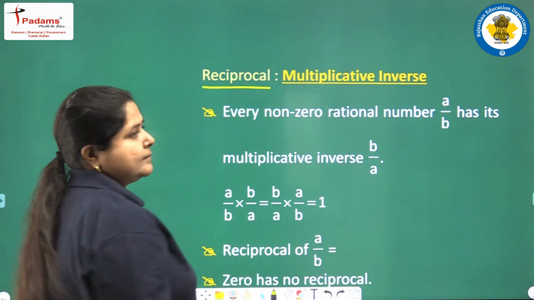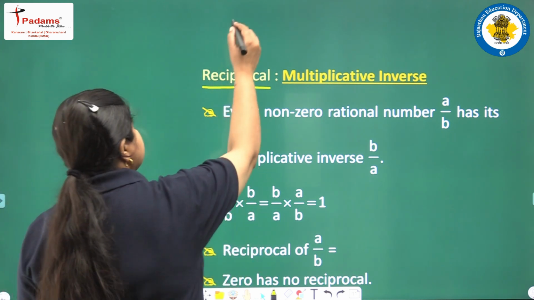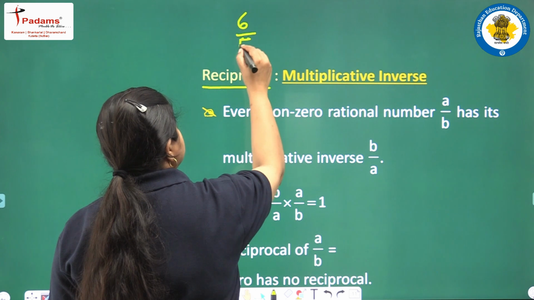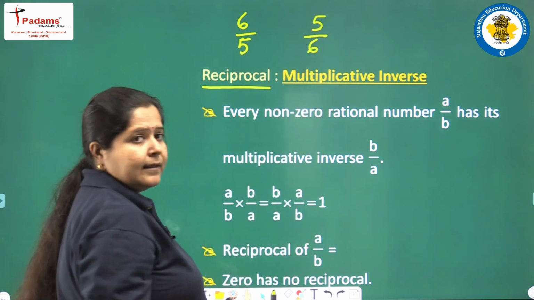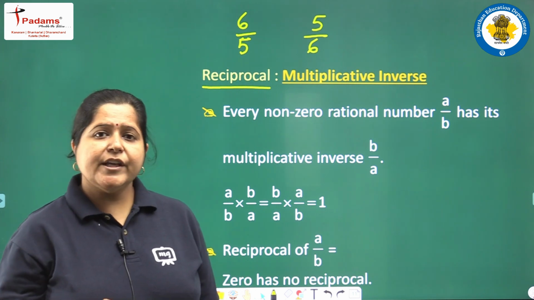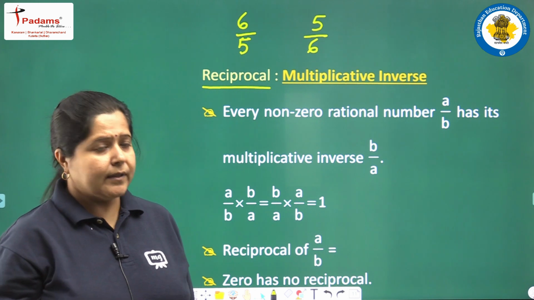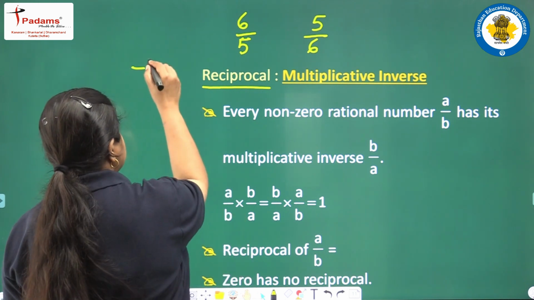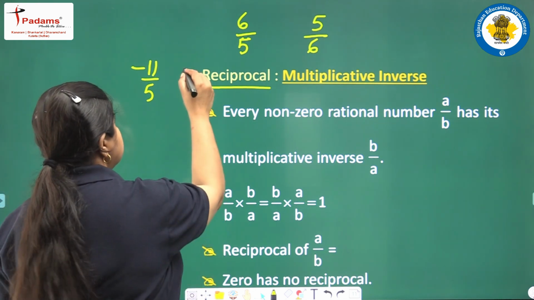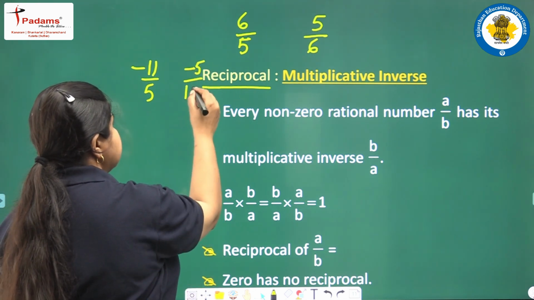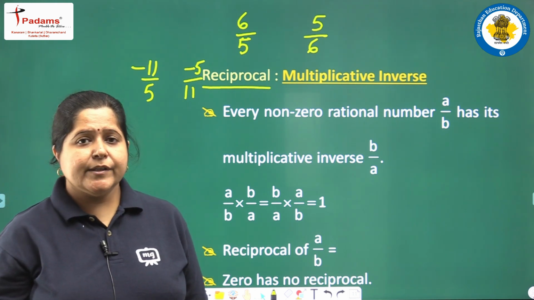Reciprocal. What is the reciprocal of a rational number? If I take 6 upon 5, its reciprocal will be 5 upon 6. This means the interchanging of the numerator and denominator is called the reciprocal. If I take minus 11 upon 5, what will be its reciprocal? Minus 5 upon 11.